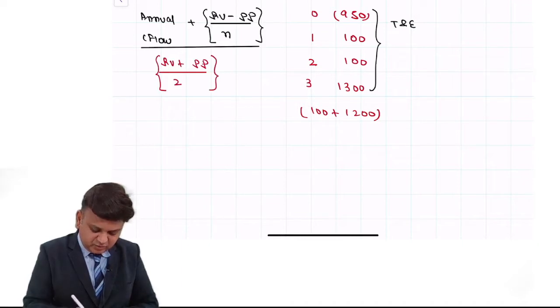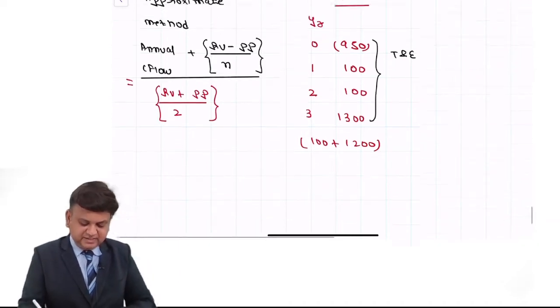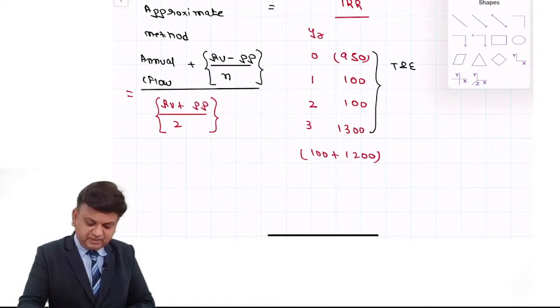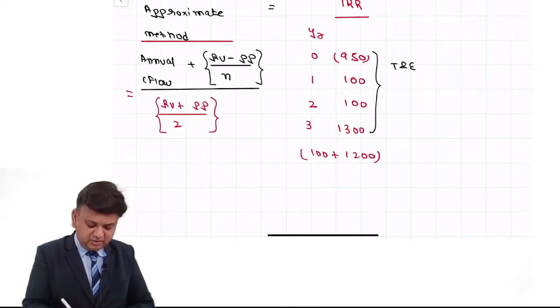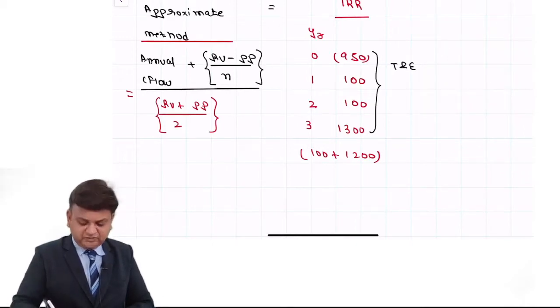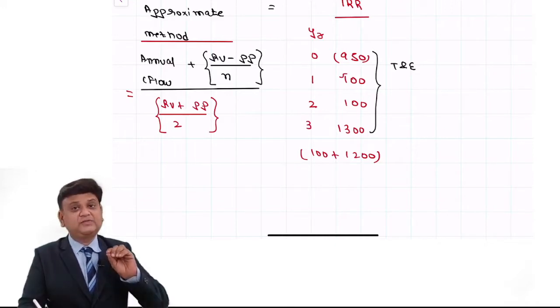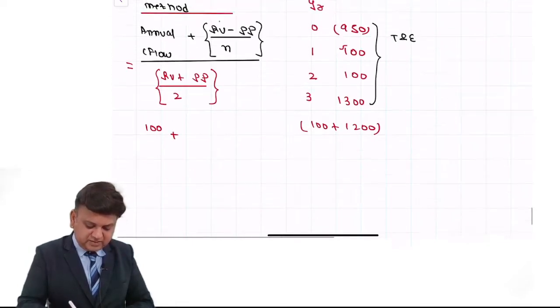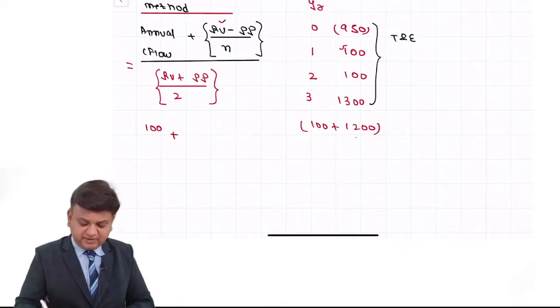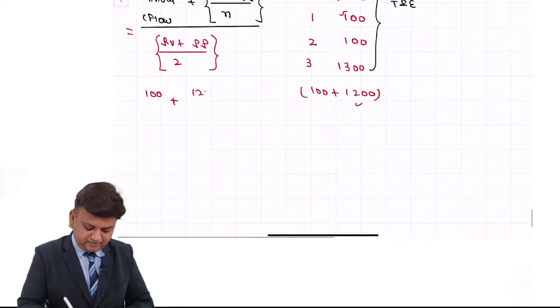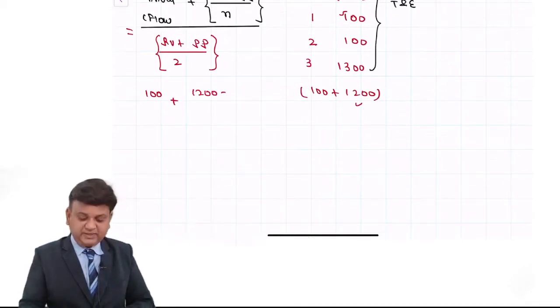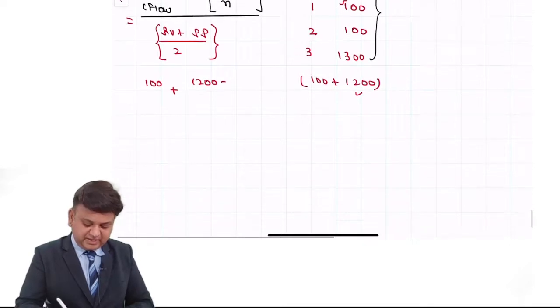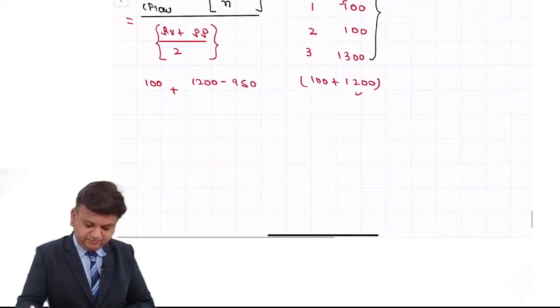Listen carefully what I am going to speak now. See, we understand that the approximate method is working in this way. What is the annual cash inflow that you have? That is the preference dividend income, 100 rupees. Okay, what is the redemption value of the security? Redemption value of the security is 1200. What is the price at which you can buy the security? 950. Divided by 3.